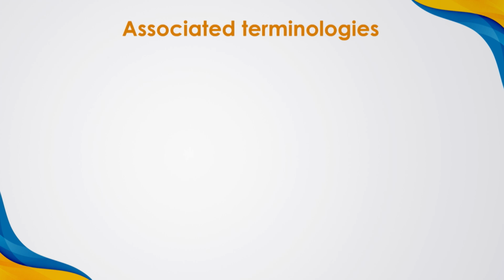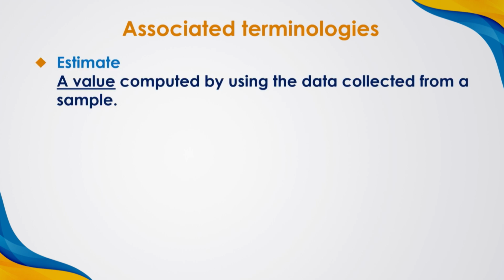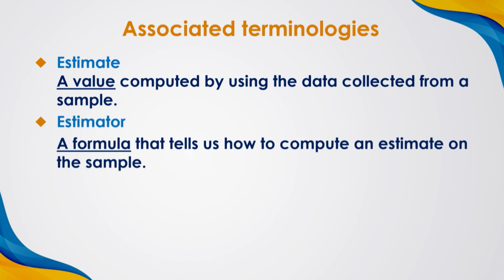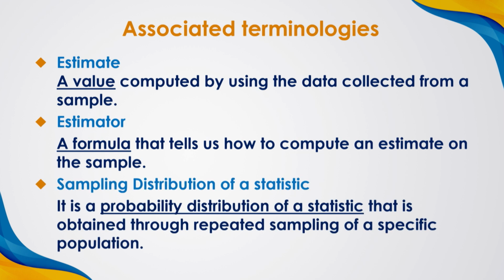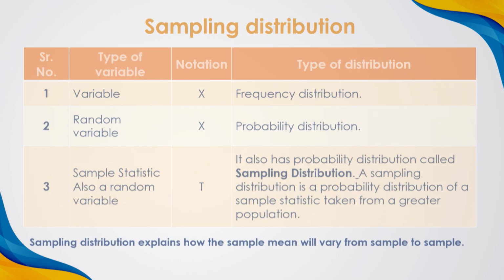Associated terminologies. Estimate: a value computed by using the data collected from a sample. Estimator: it is a formula that tells us how to compute an estimate on the sample. Sampling distribution of a statistic: it is a probability distribution of a statistic that is obtained through repeated sampling of a specific population.